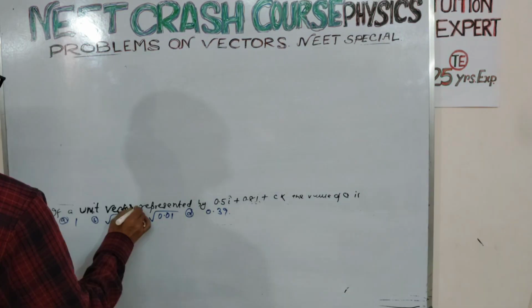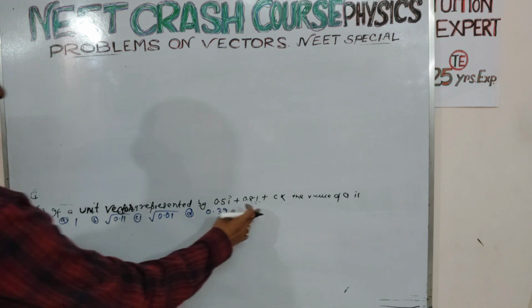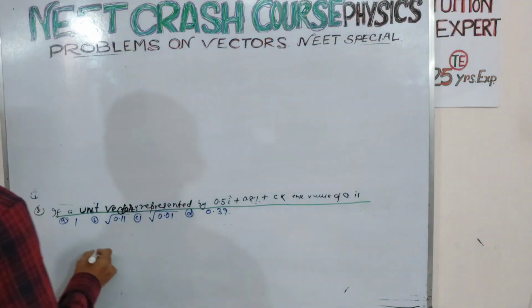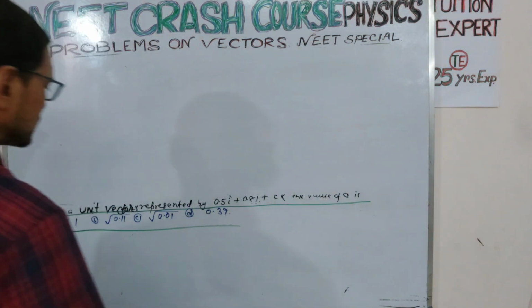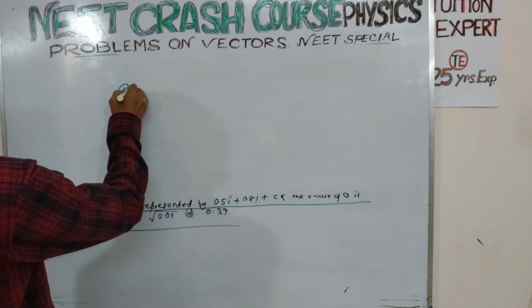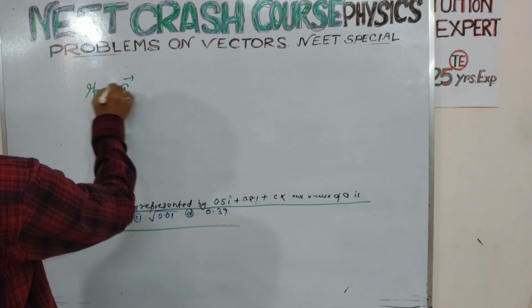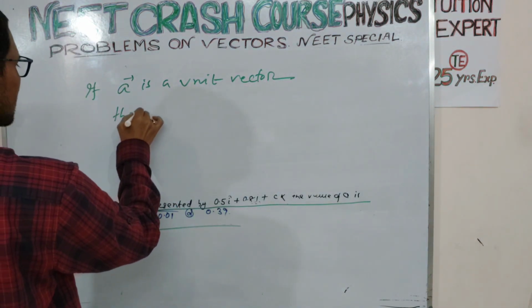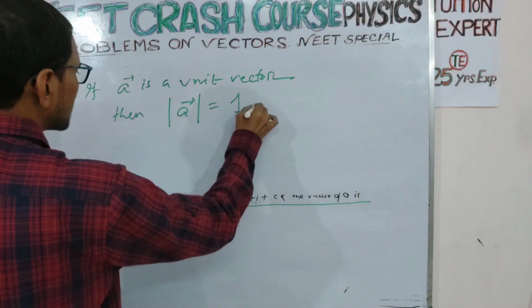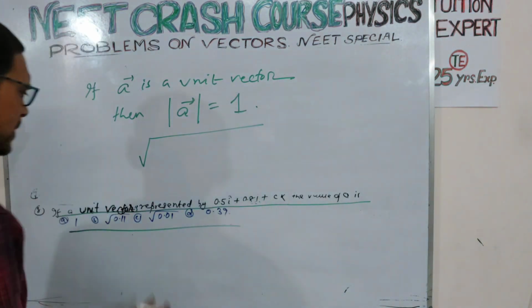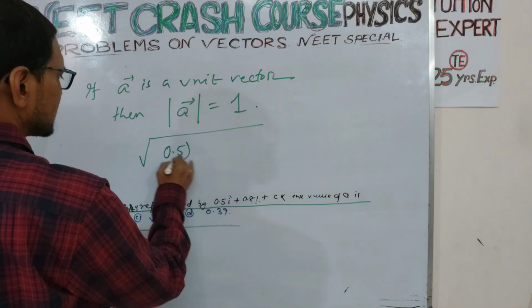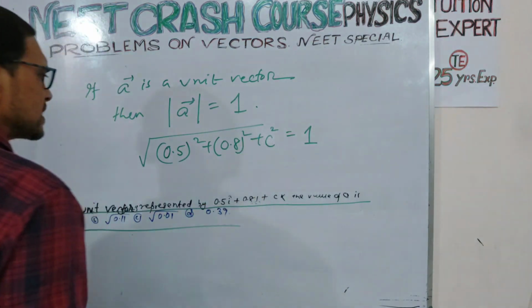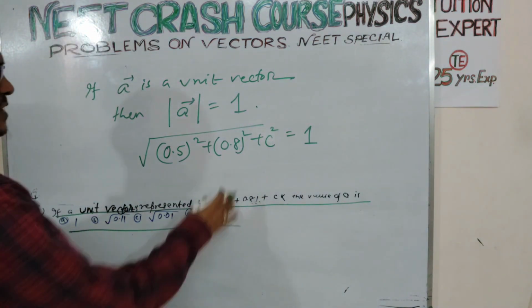Now apply this formula. If a unit vector is represented by this, the value of c is equal to what? Now we know unit vector means, if A is a unit vector, then magnitude of A equal to 1. This is the formula. So what is the formula of magnitude? So from this we get c equal to, we get the result.